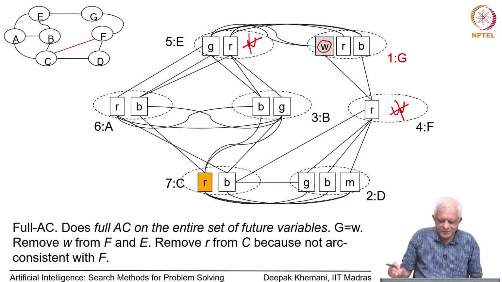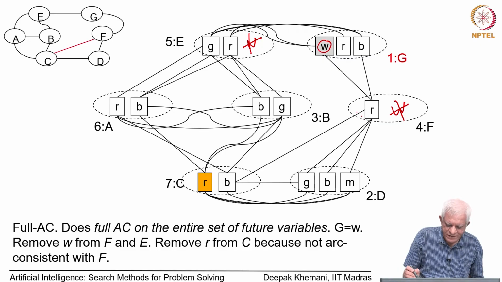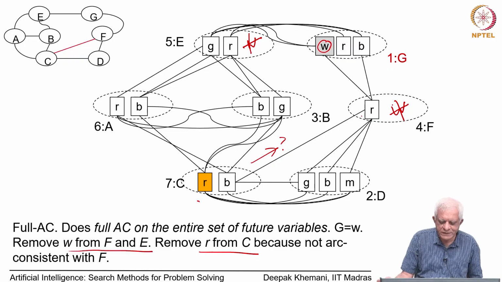Okay. And then it sees that because we have R here, so we have removed W from F and E, which we just did. Then you remove R from C. Why? Because we are doing full arc consistency for future variables, and this value does not have a corresponding value in 4. So, we remove it from there.